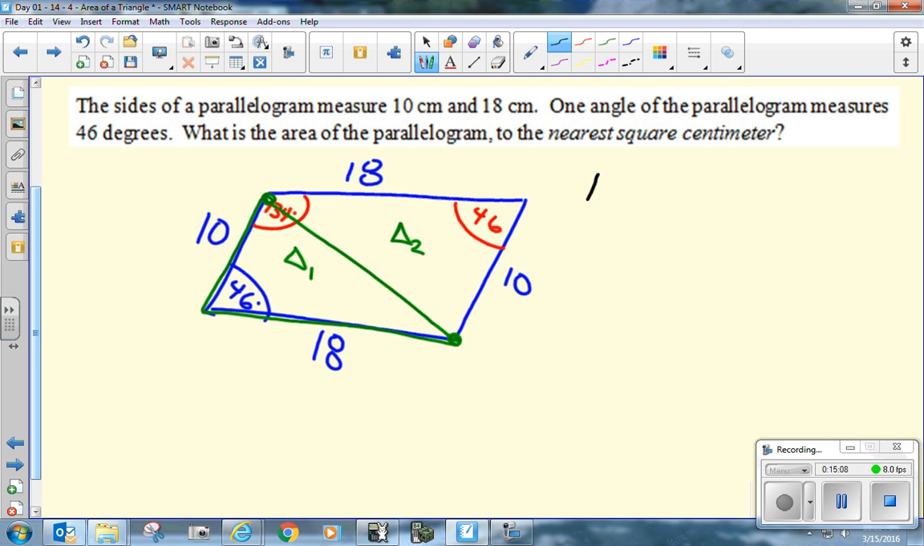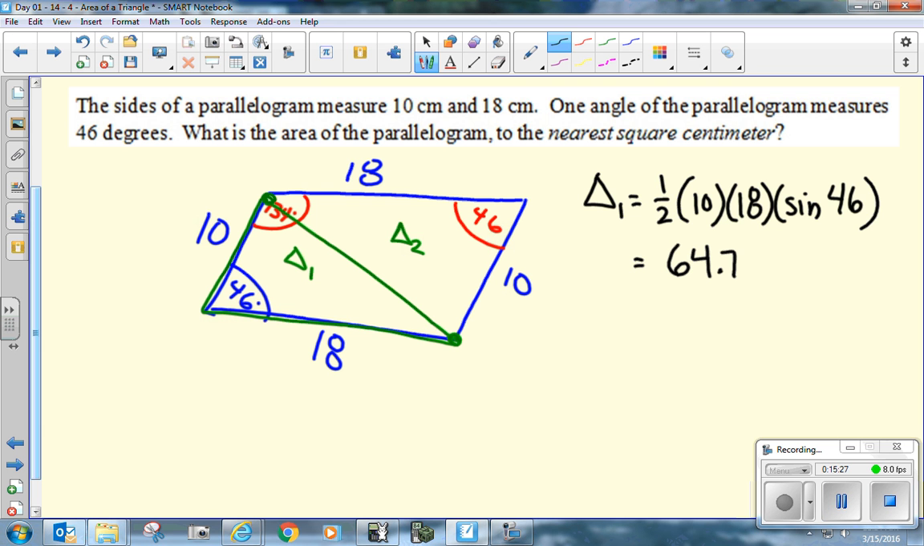If I want to find the area of triangle 1, it is 1/2 times 10 times 18 times the sine of 46. Can someone tell me what that is and give me 2 decimal places? 64.74. Anyone else? Well, let's make sure he's right. Is that what everybody else has? Okay. So if this area is 64.74, this also has to be 64.74.